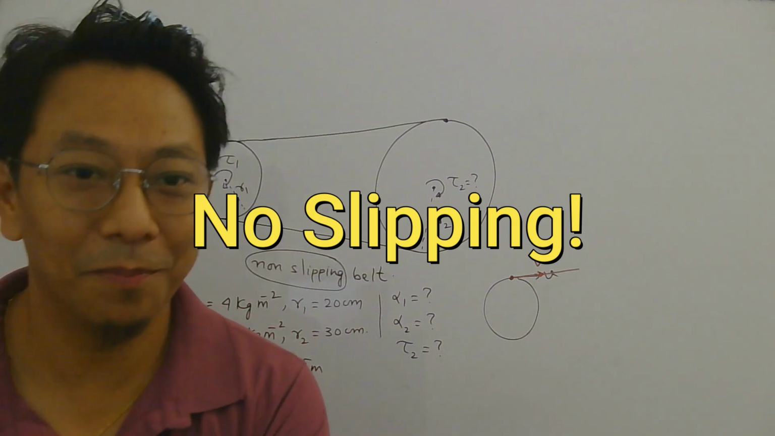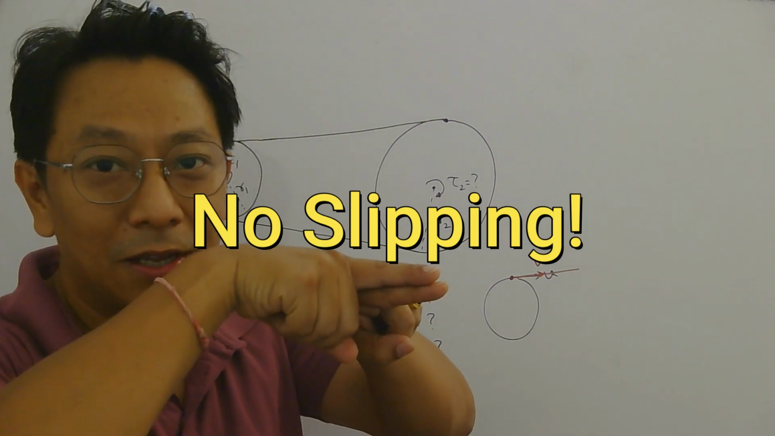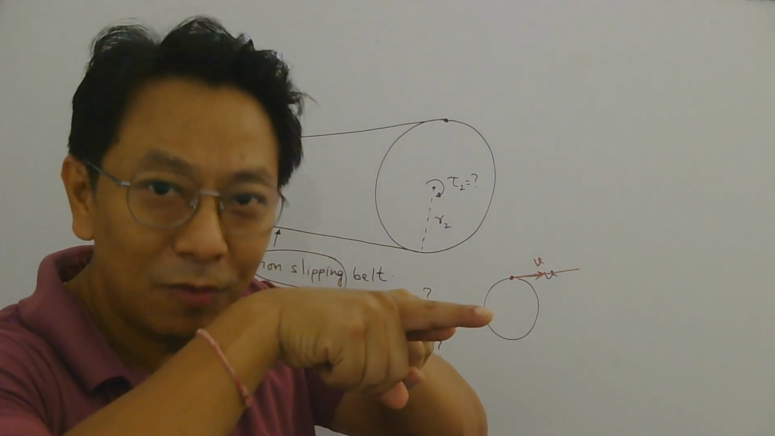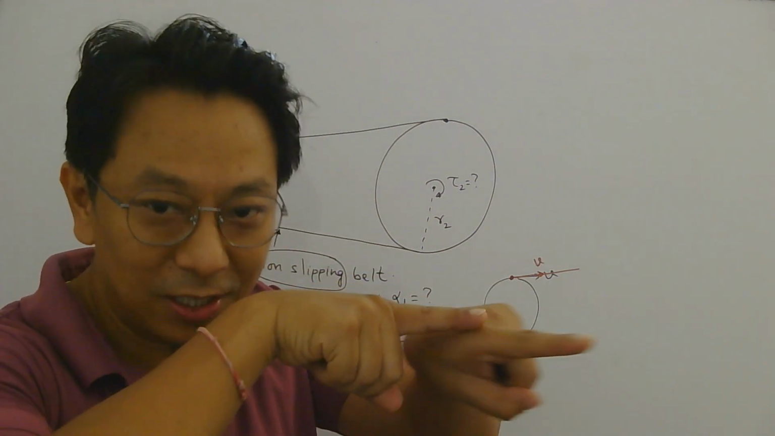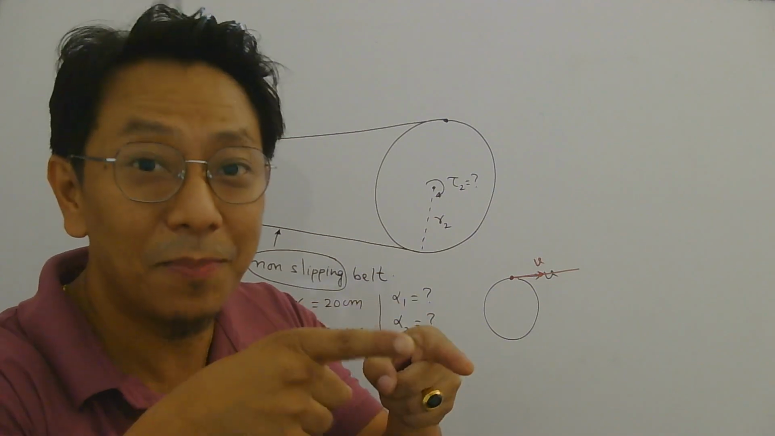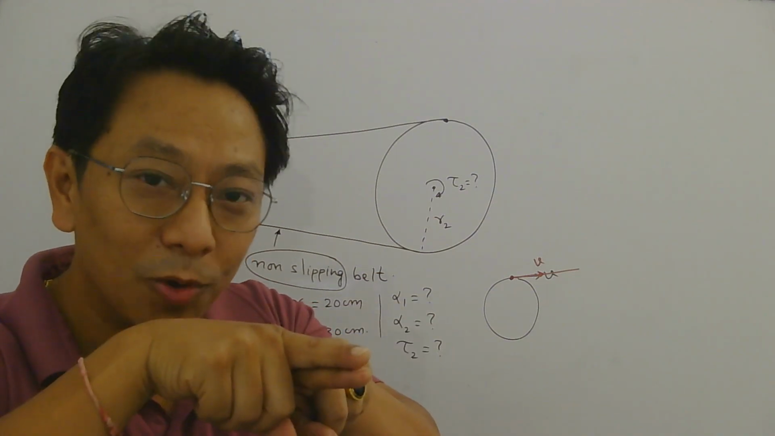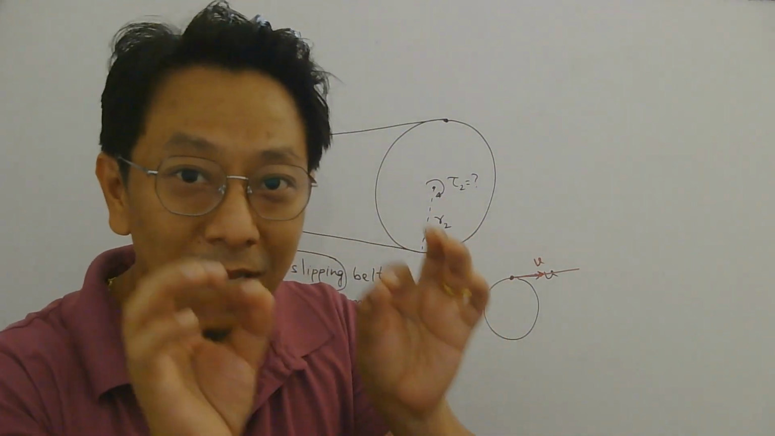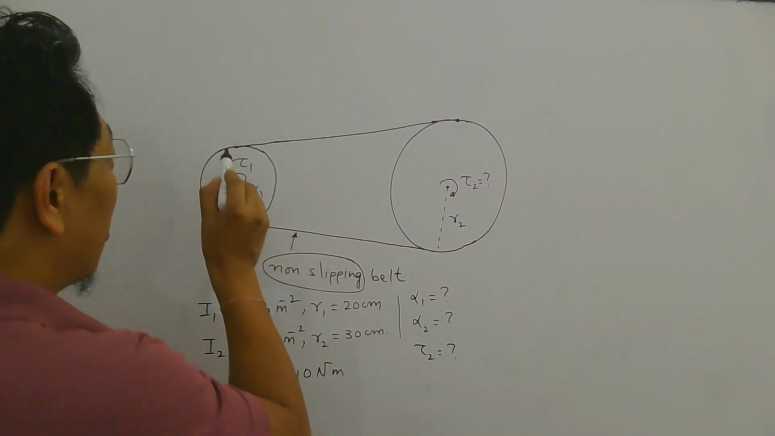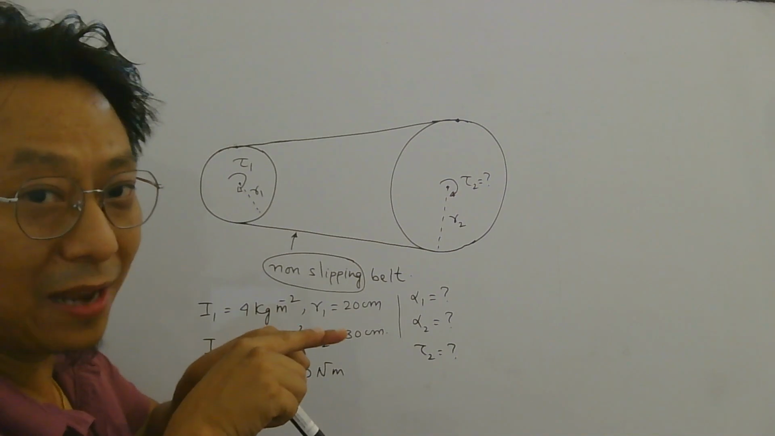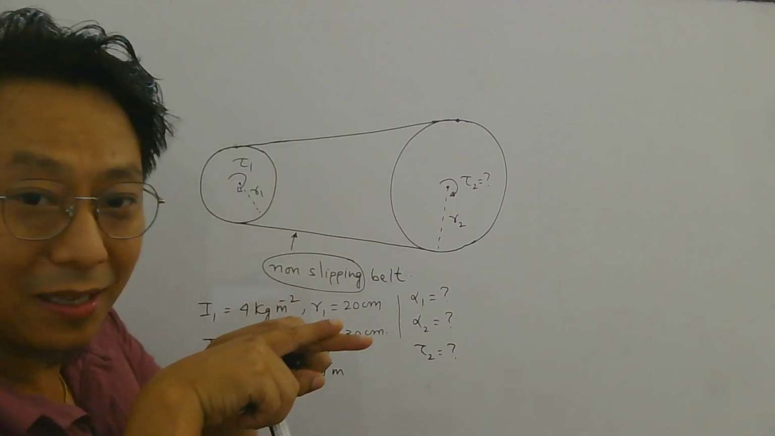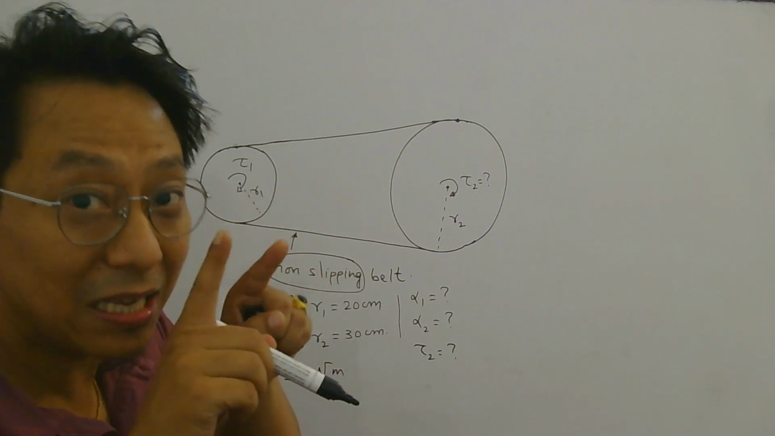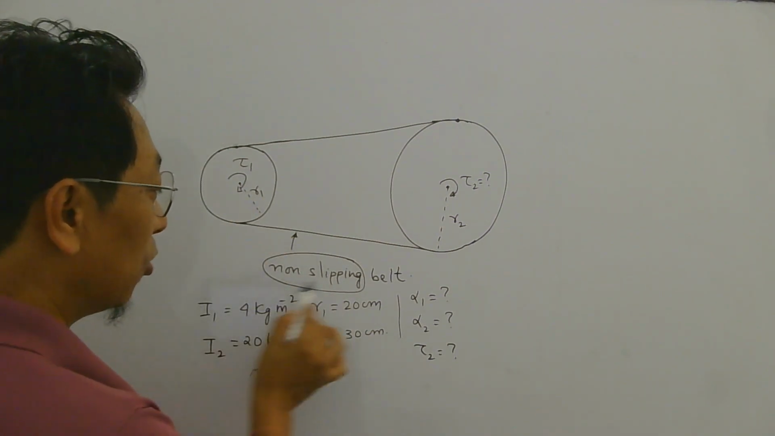For example, if there are two surfaces like this, if this is moving faster, then we say there is slipping, or if this is moving faster, then we say there is slipping, right? No slipping means both the surfaces should move with the same velocity at every instant. So the point of the wheel and the point of the belt in contact should have the same velocity at every instant.